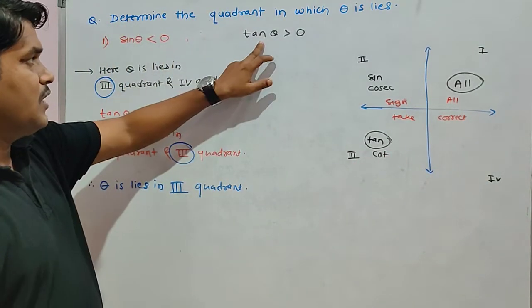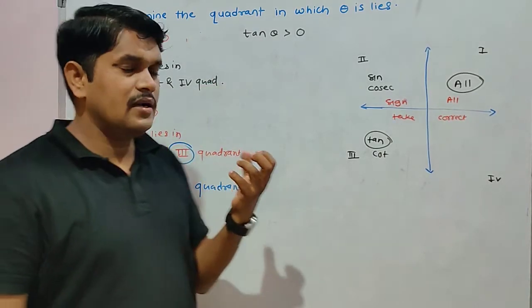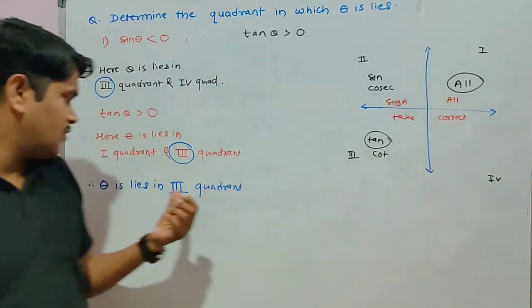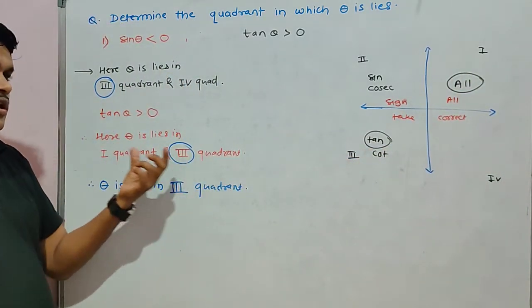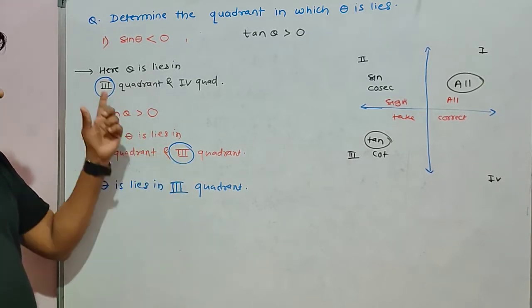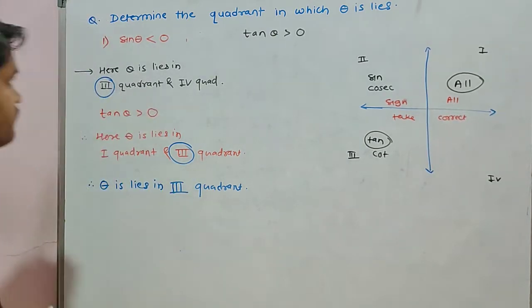Okay. So then for the next one, tan theta is greater than 0. Greater than 0 means what? That tan theta is positive. So tan theta is positive in the first quadrant and third quadrant. So here again we are writing those two quadrants. Now check the common quadrant. The common quadrant between the two is the third quadrant. So this is our answer. Understood? Next one.